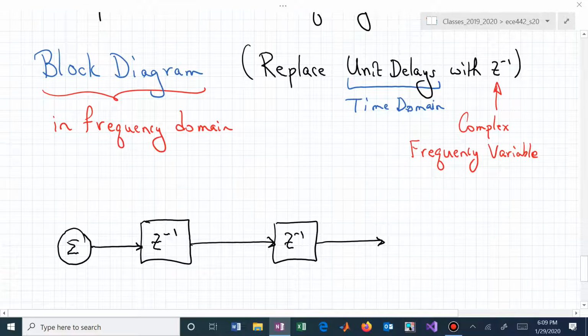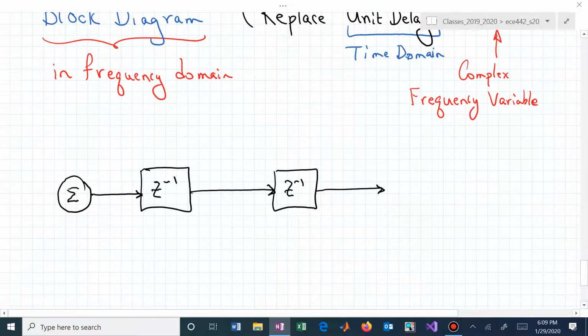And in fact, we can simply immediately copy down the same block diagram that we had. We now just need to erase the signals because they were in the time domain and replace the blocks with z to the minus 1 operators instead of unit delays. I'm going to quickly do that here.